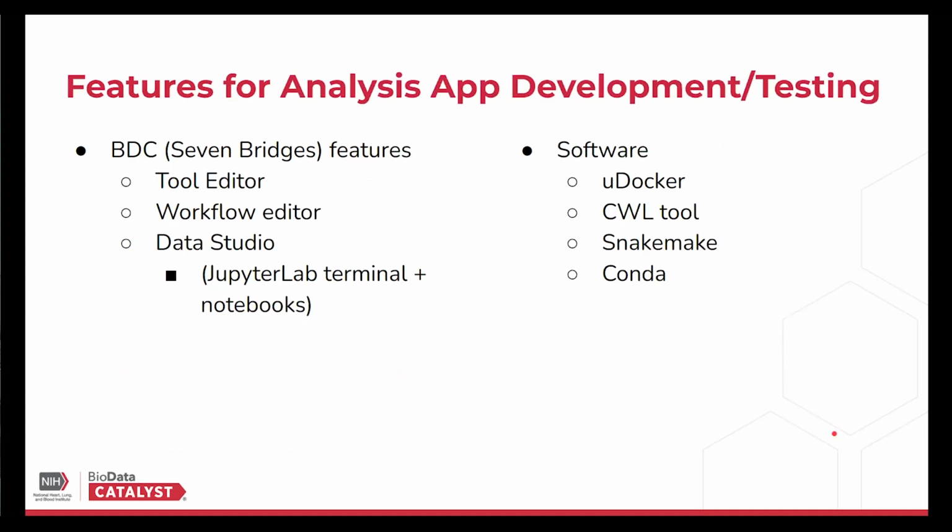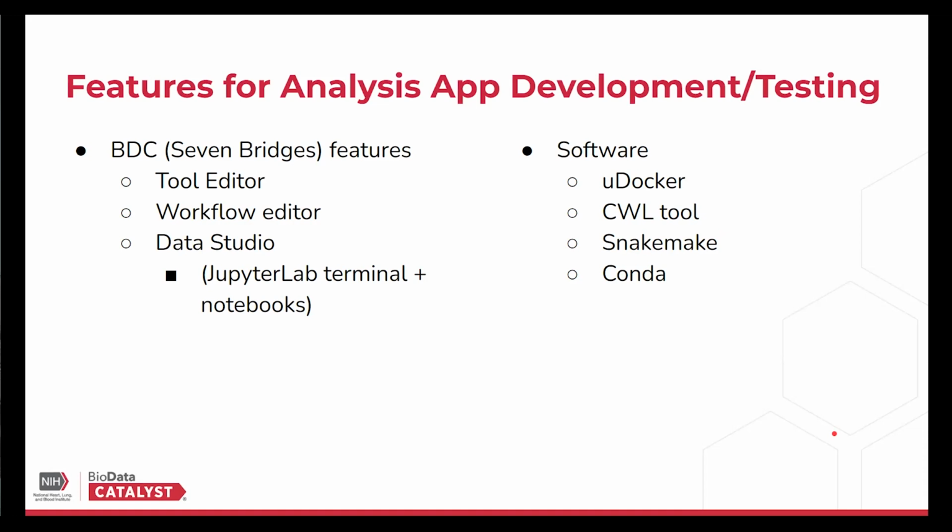So what were some of the features that Andrew used? He used the tool editor to describe the SnakeMake, MPRA SnakeMake command line. We used the workflow editor to connect two different parts of the SnakeMake together, and I'll talk about that later. And he also used Data Studio, in particular the JupyterLab Terminal. That's a feature inside of the JupyterLab environment that allows you to run commands. The benefit of doing everything on the platform is, if you have controlled data or large data that you don't want to have locally, or that you may not be allowed to have locally, you can access that through all of these features.